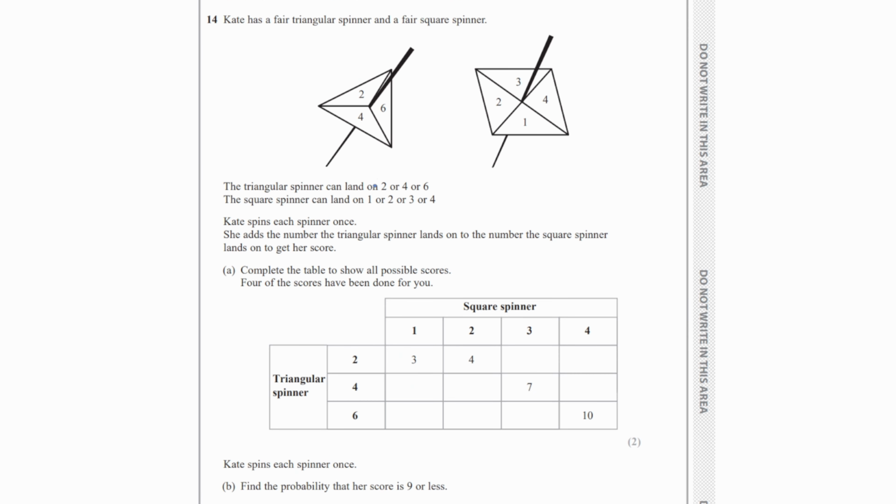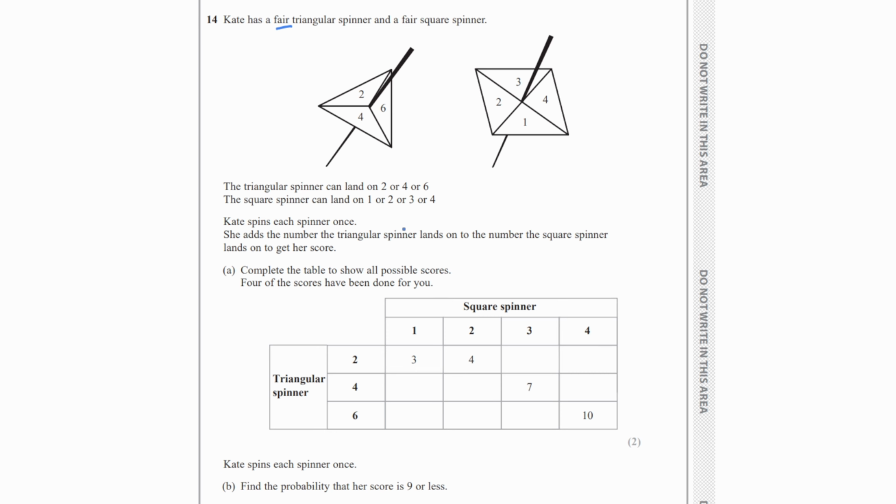Okay, question 14. Kit has a fair triangular spinner. It says fair because it means that the probability of landing on each of them is equal. In this case, the probability would be a third of landing on each of the numbers, and a fair square spinner. The triangular spinner can land on 2, 4, or 6. The square spinner can land on 1, 2, 3, or 4.